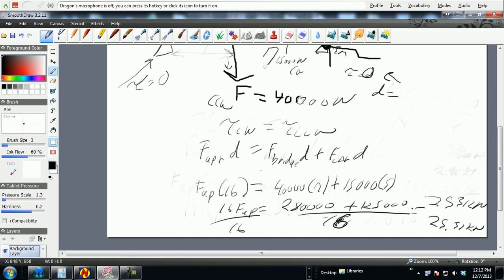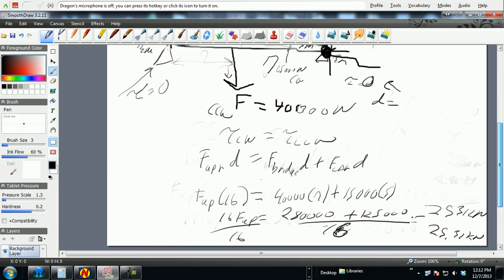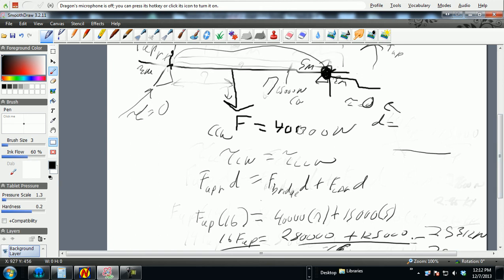which is 25.31 kilonewtons, which makes sense if you look at the problem. Keep it simple for a second. Here's the bridge support, here's the bridge support. The car is parked over here. That's my car. Don't hate on my car. And that means this side here has to be greater than, let's call that F right, has to be greater than F left. Because why? The car is pushing more on that side.